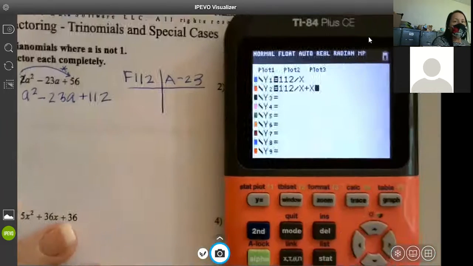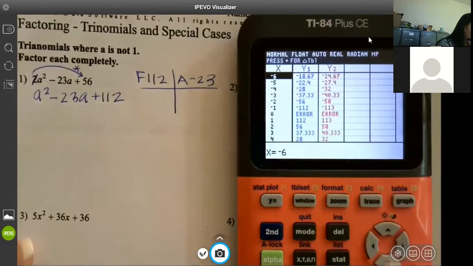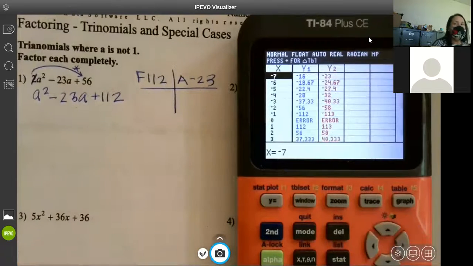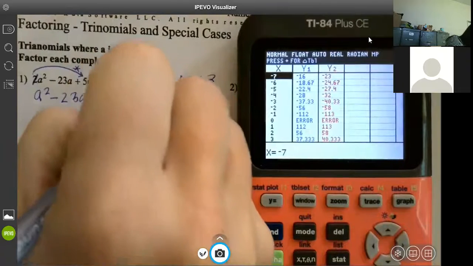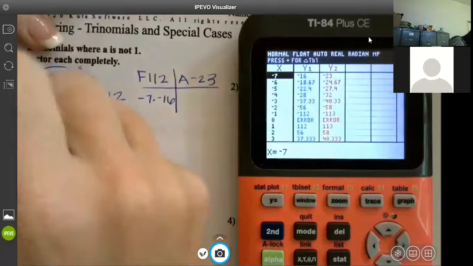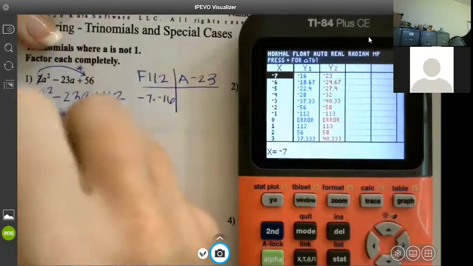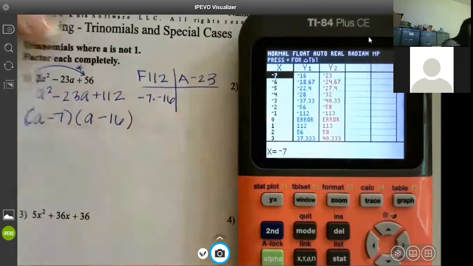Excuse me, y'all. We're going to go in our table, and we're looking for negative 23. So there's negative 24 and negative 23 at the top. My 2 numbers are negative 7 and negative 16. That'll add to negative 23. So we'll write them down like we did yesterday: a minus 7, a minus 16.